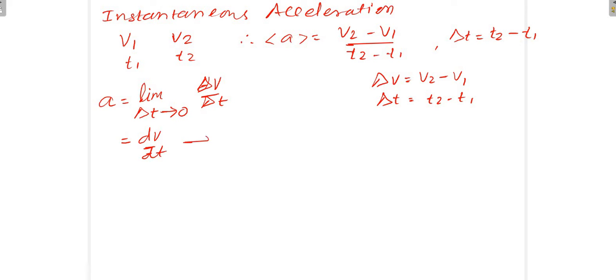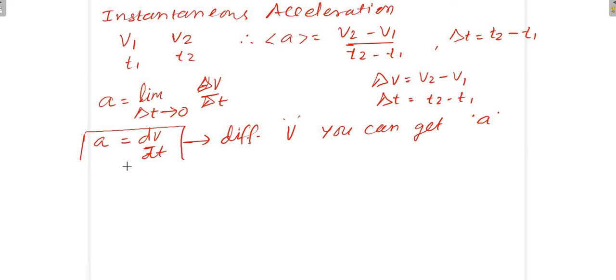So if you differentiate the velocity, if you have a mathematical expression of velocity with respect to time, by differentiating v, you can get instantaneous acceleration A, right? So this is something which is application of mathematics to find out instantaneous value.